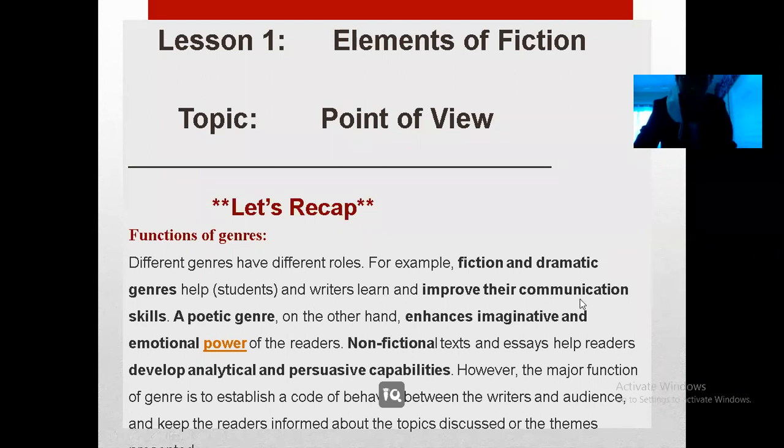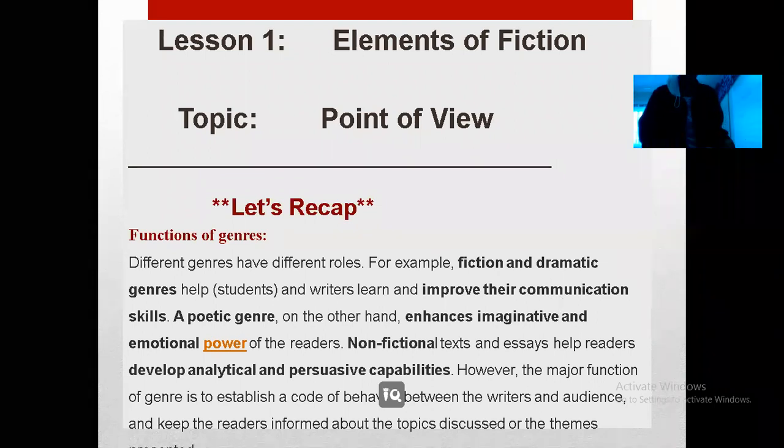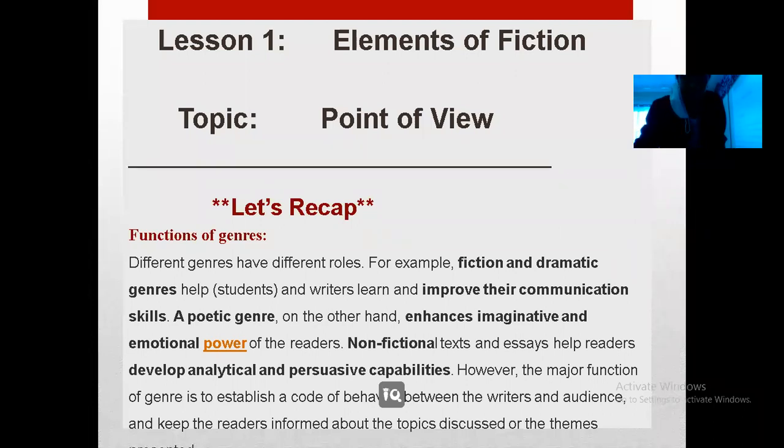I will prepare worksheets and handouts on this. With fiction and the dramatic genres, they help to learn and improve communication skills. The poetic genre, on the other hand, what does it do? It enhances the imaginative and emotional power of the readers. The non-fictional texts and essays, which count as prose, the opposite of fiction, help readers to develop analytical and persuasive capabilities.